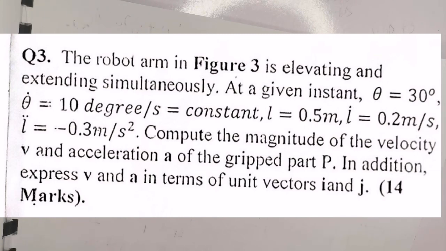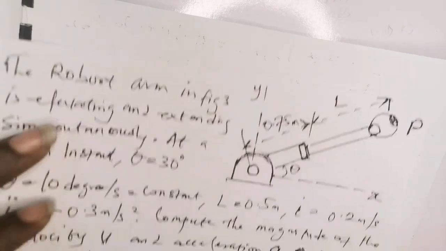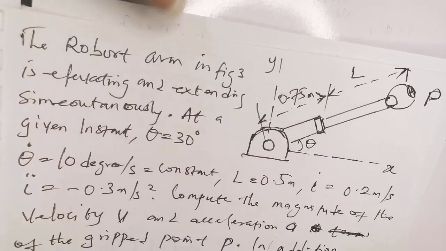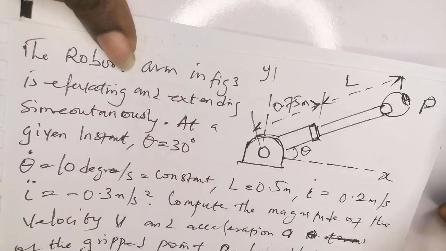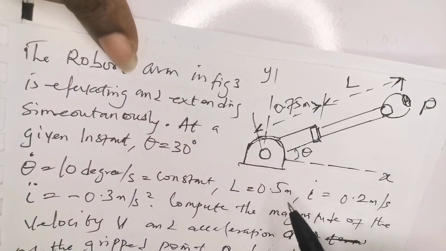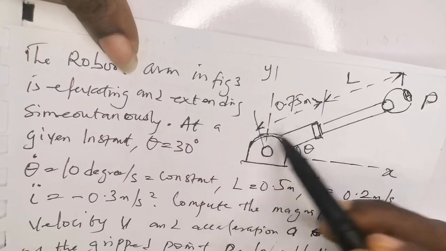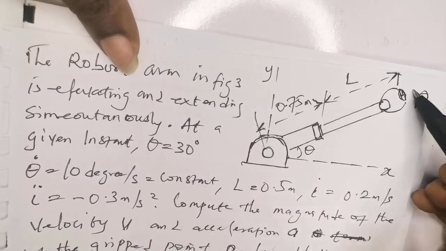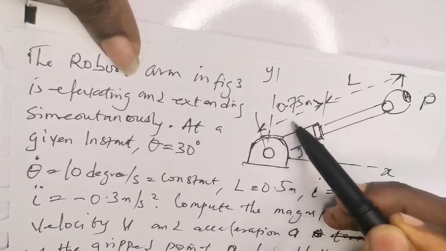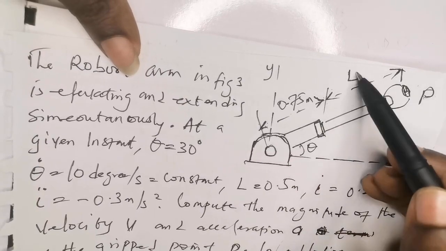Compute the magnitude of the velocity v and acceleration a at the gripped point P. In addition, express v and a in terms of unit vectors i and j. So let's start by picking out, okay, this is a diagram as can be seen. So you have the robot arm and you're given the angle theta. Of course, the total radius arm of the robot arm is simply from here to this point, and from here to here was given as 0.75, and from here to here was simply given as L.